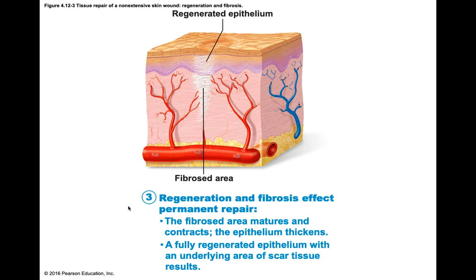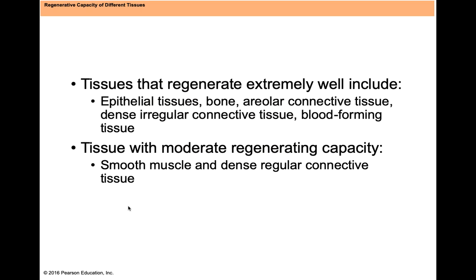So we have the fibrosed area that matures and contracts, and the epithelium is going to thicken up. And then the fully regenerated epithelium with an underlying area of scar tissue is going to be the result here of our regenerated epithelial tissues. Tissues that regenerate extremely well include our epithelial tissues, our bones, areolar connective tissue, dense regular connective tissue, and blood-forming tissue. A lot of things that are highly vascularized are going to heal faster and be able to regenerate faster over time.